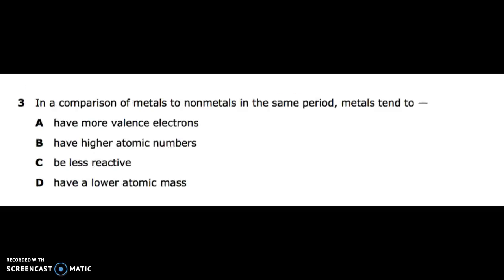Number 3. In a comparison of metals to nonmetals in the same period, metals tend to A. have more valence electrons, B. have higher atomic numbers, C. be less reactive, D. have a lower atomic mass.